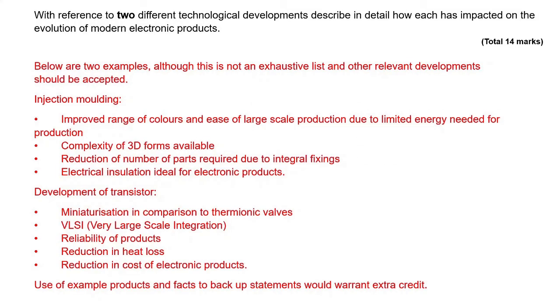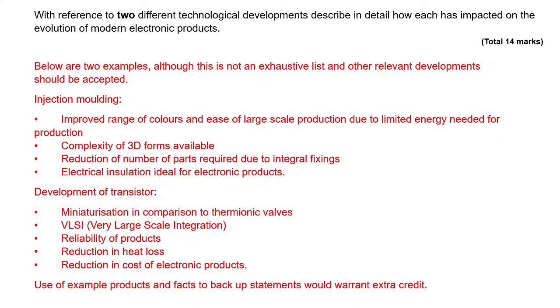So, two examples. As we talked about a second ago, it could be a manufacturing process, or it could be an actual electronic component development as well. So with injection molding, you can get loads of different colours of products. You can make things on a large scale a lot easier because once you've got the mold, you just keep making things over and over again.